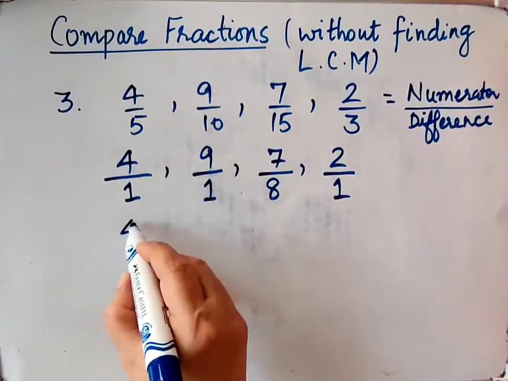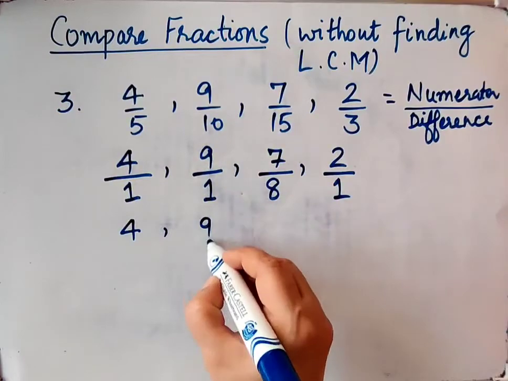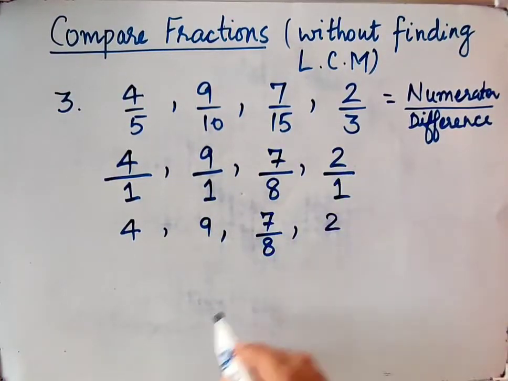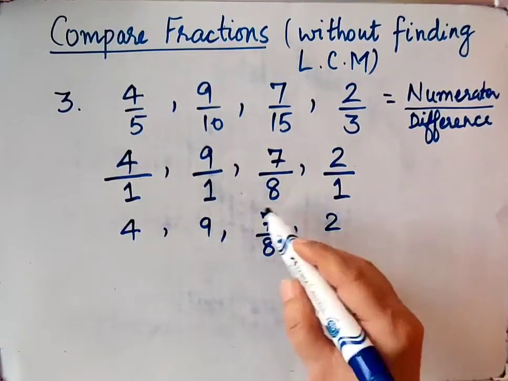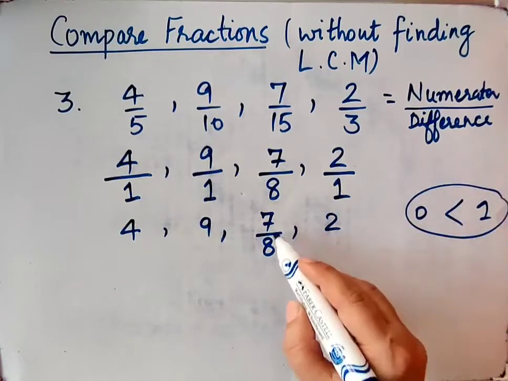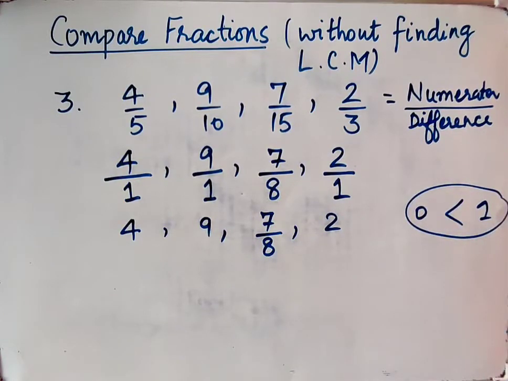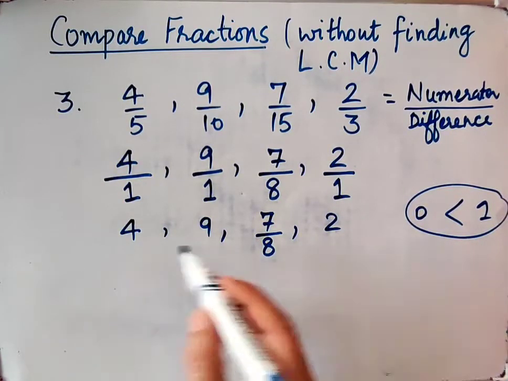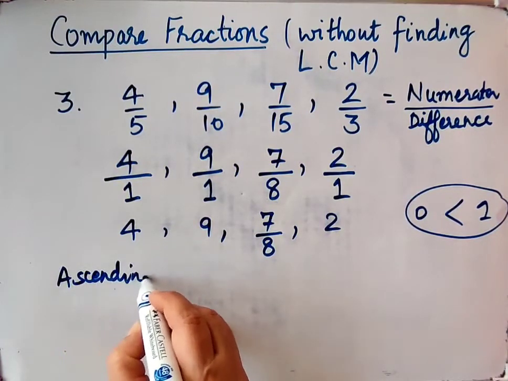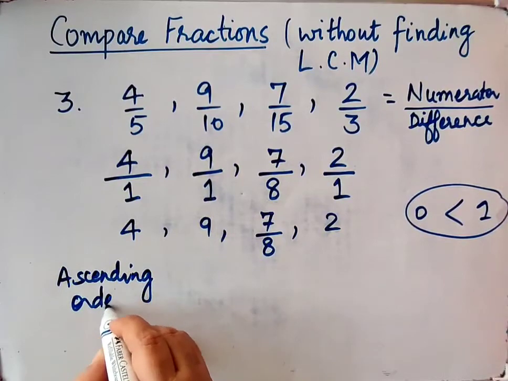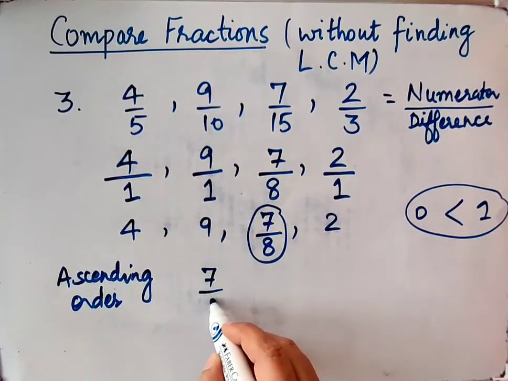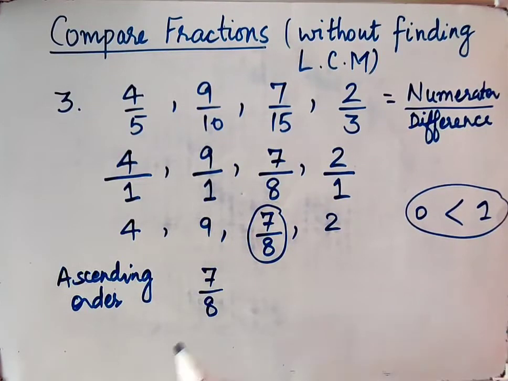So 4 by 1 is 4. 9 by 1 is 9. 7 by 8 you will write as it is. And 2 by 1 is 2. 7 by 8 is a proper fraction that will come between 0 and 1. Therefore, it is less than 1. The value of 7 by 8 will be less than 1. So, if you have to arrange it in ascending or descending order, let me take ascending order here. I am going to arrange it. The smallest one will be the one less than 1, that is 7 by 8.